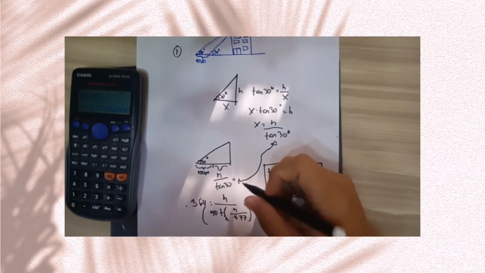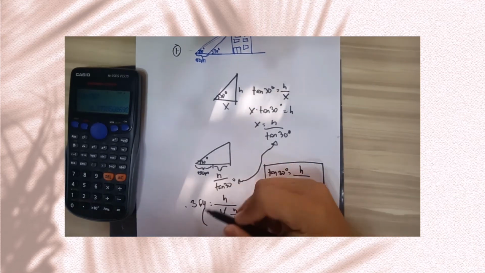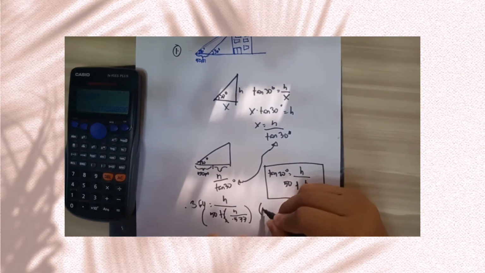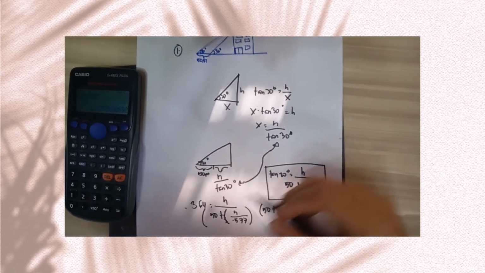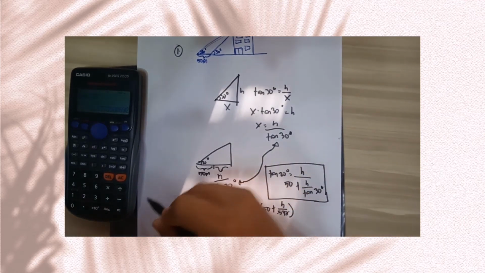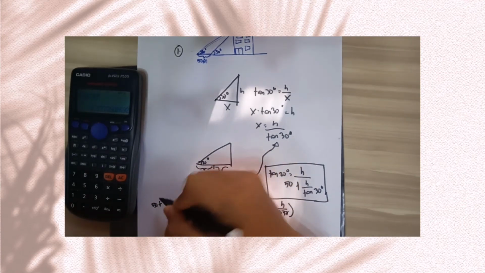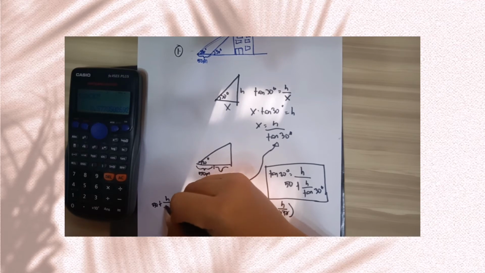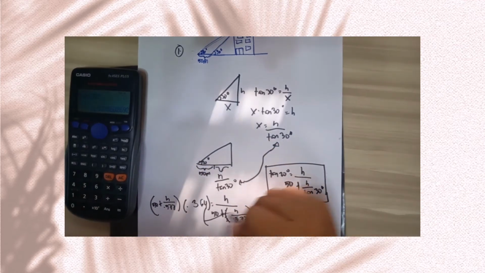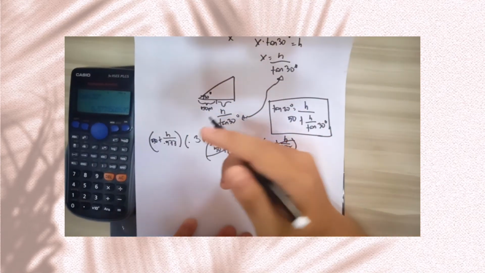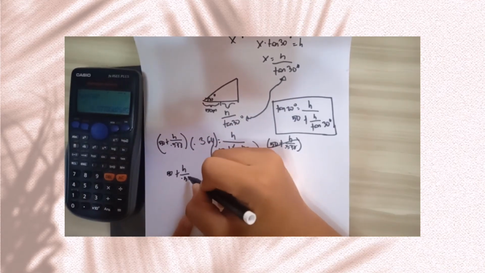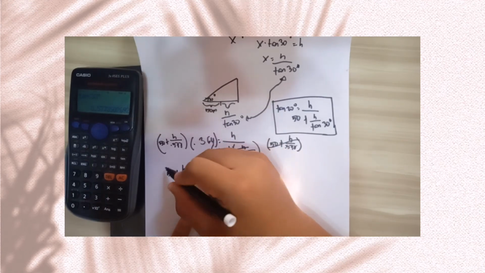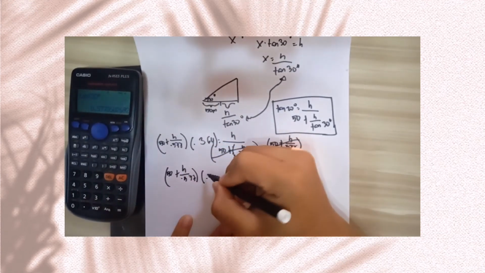And this time we're going to distribute this part. 50 plus h over 0.577, parenthesis, 50 plus h over 0.577. We will cancel this, so it will remain 50 plus h over 0.577 times 0.364 equals h.